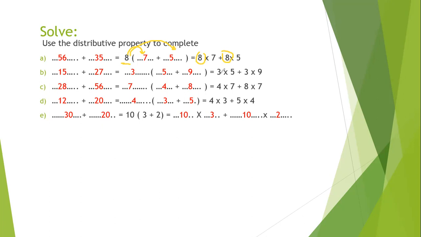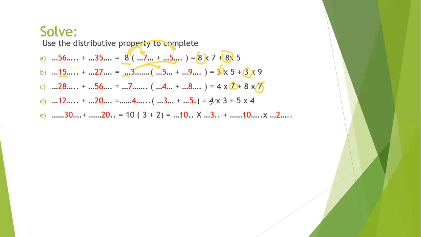Next one: 3 times 5 plus 3 times 9. The common is 3, so put it out. Then write the rest inside the brackets, 5 plus 9. Then distribute: 3 times 5 equals 15, 3 times 9 equals 27. Another one: the common is 7. We have to put it out, then write the rest inside the brackets. Then distribute: 7 times 4 is 28, 7 times 5 is 35.